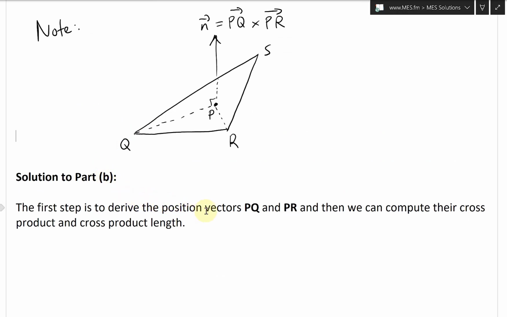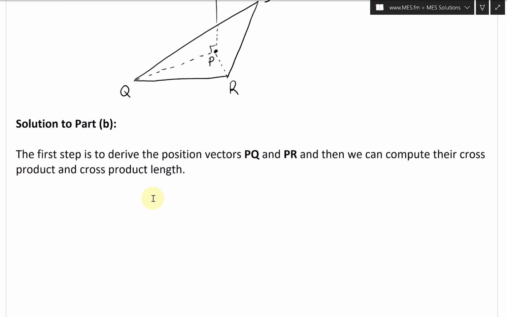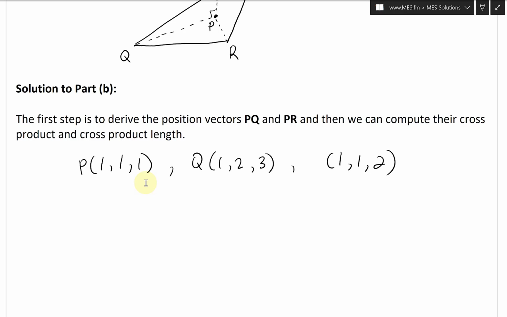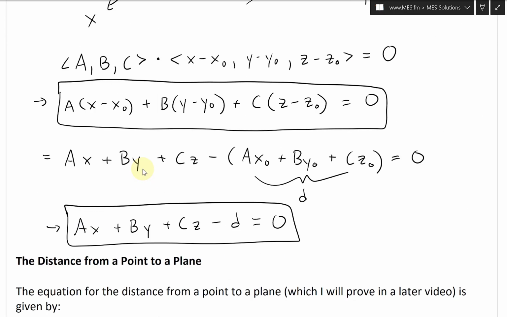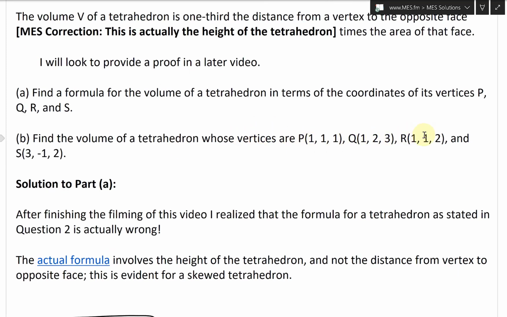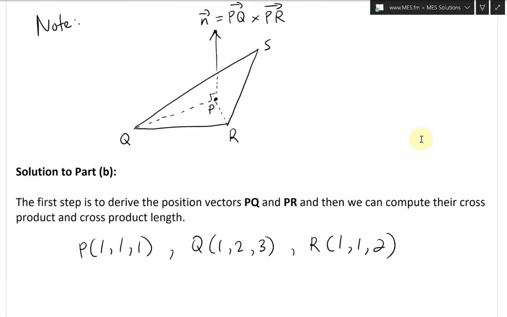The first step is to derive the position vectors PQ and PR and then compute their cross product and cross product length. So, let's write the point P is (1,1,1), and then Q is (1,2,3), and then R is (1,1,2). And we'll deal with the S later. Let's just double check that. It is 1,1,1, 1,2,3, 1,1,2. Alright, so that's what we have.